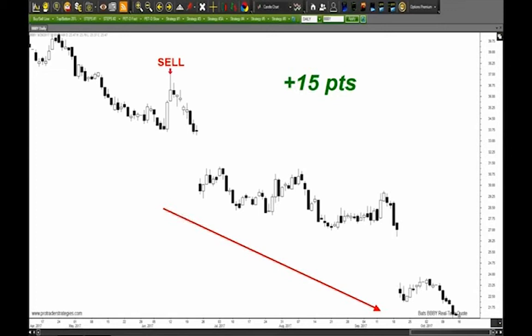Did we know it was going to go down this far? Absolutely not. Remember, Steps is not a predictive tool. It's not telling you how high or how low something will go. It's just a tool to fine-tune your entry points.